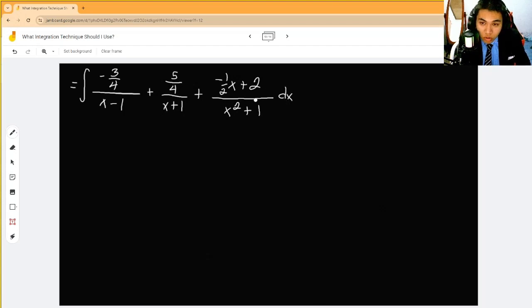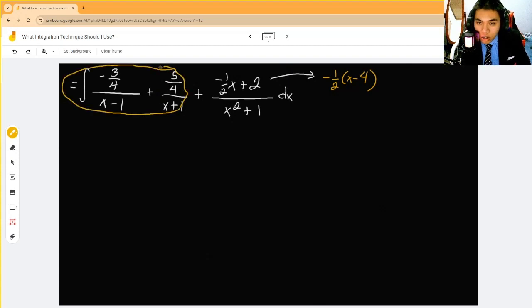And we can factor out negative 1/2 from here. So this will be negative 1/2 of x minus 4. Yeah, so this will be positive 2. Okay, I think that's right. Okay, and now we can actually answer this part already. That will be an ln function. If we integrate it, we can do the u-sub in our head.